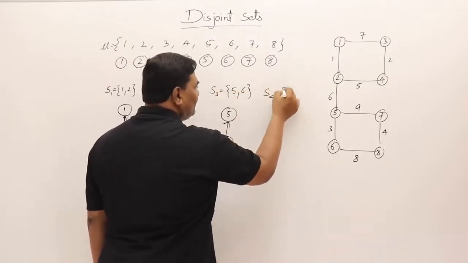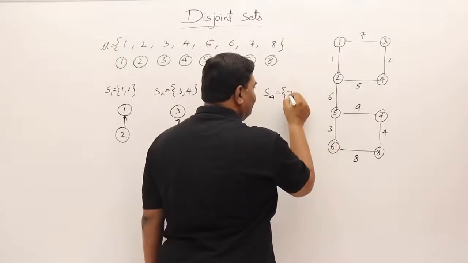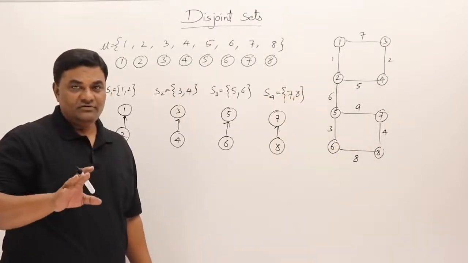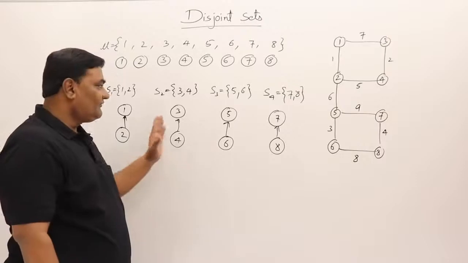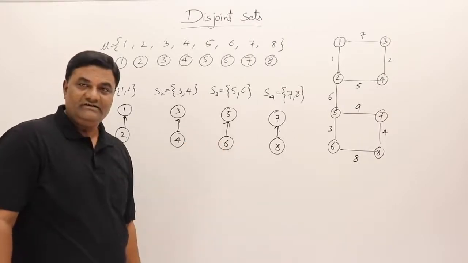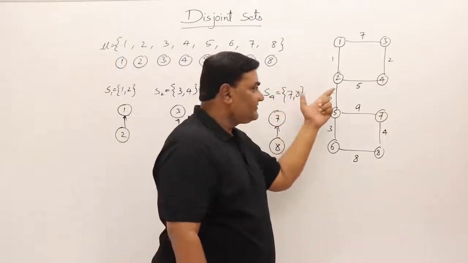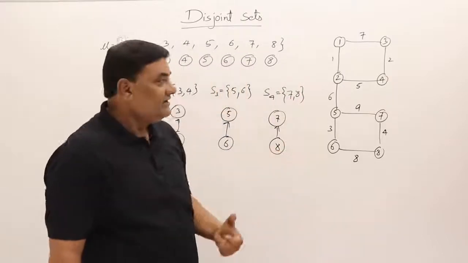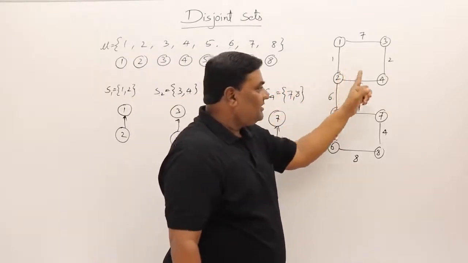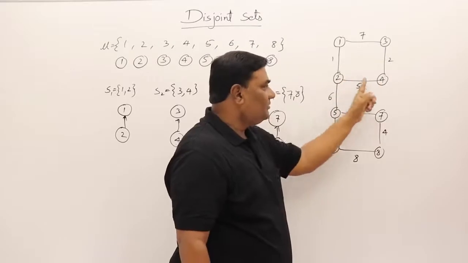Then set 7, 8. I have included 4 edges. I got 4 sets. Graphically they are shown like this. Now let me include the next one. From here you can get the clear picture. Edge 2, 4. Fifth one, 2, 4.